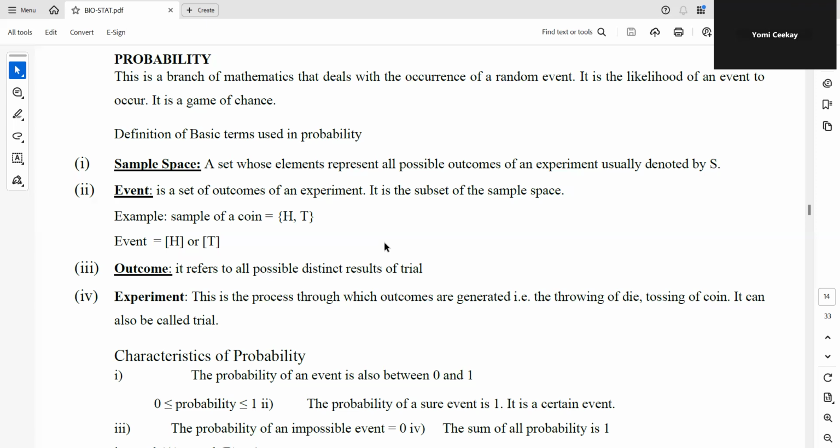From there, we entered descriptive statistics, where we talked about measures of central tendency, the mean, median, mode, measures of dispersion, the variance, standard deviation, range, and lots of that. We also talked about descriptive statistics in charts: the bar chart, the pie chart, the histogram, the line graph. Now I'll be moving forward and talking about probability.